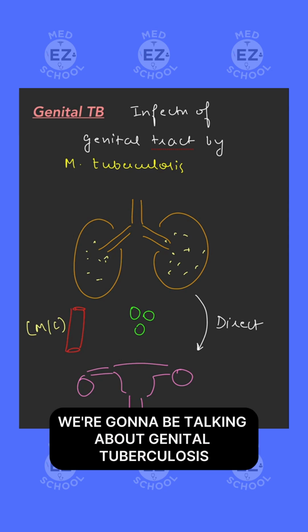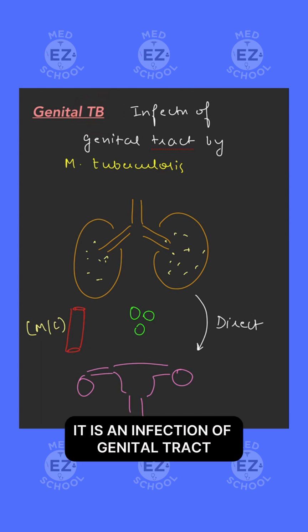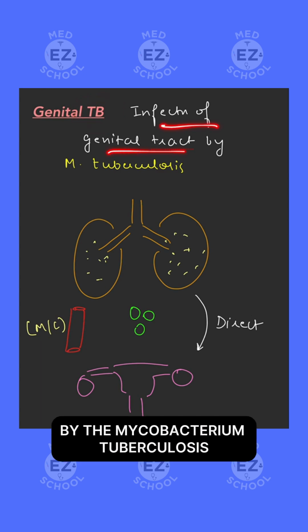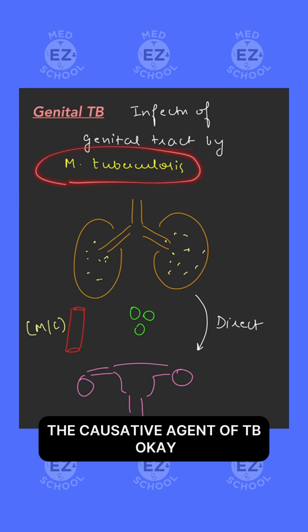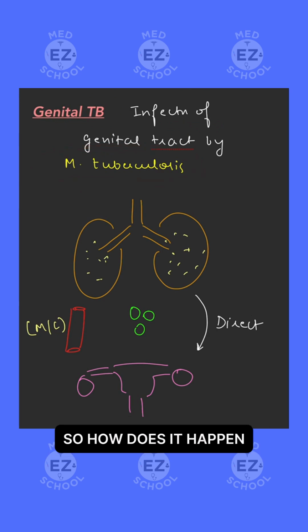So today we're going to be talking about genital tuberculosis, or genital TB. It is an infection of the genital tract by Mycobacterium tuberculosis, the causative agent of TB, okay? So how does it happen?